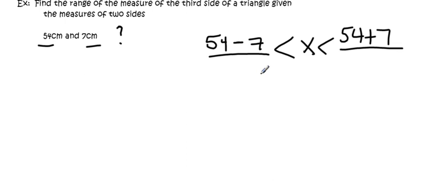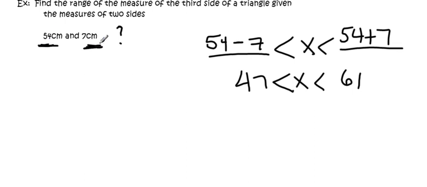So 54 minus 7 is 47. The third side must be greater than 47 and less than 54 plus 7, which is 61. So the process behind this is to add the two given sides and subtract the two given sides. And the third side must fall anywhere in between those two values.